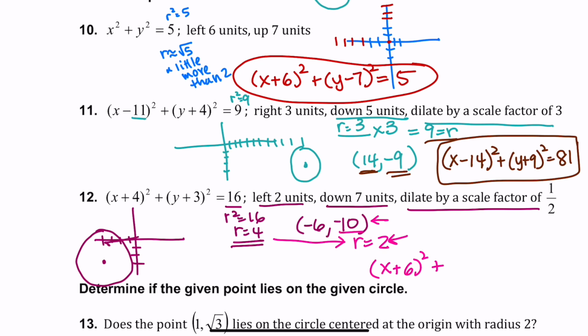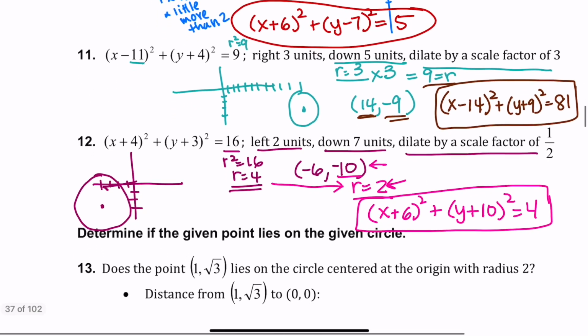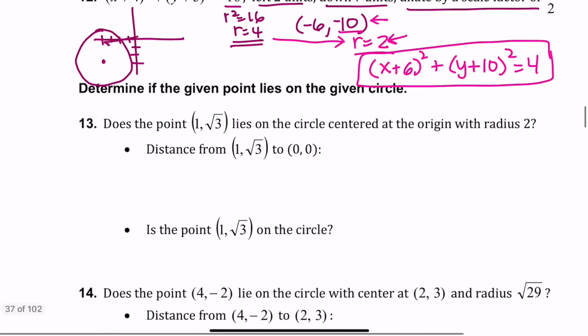And then we have a negative 10 here. It's going to become y plus 10 squared equals our radius of 2 squared, so radius squared is 4. And that would be the equation of that circle. Now we're going to look at number 13.